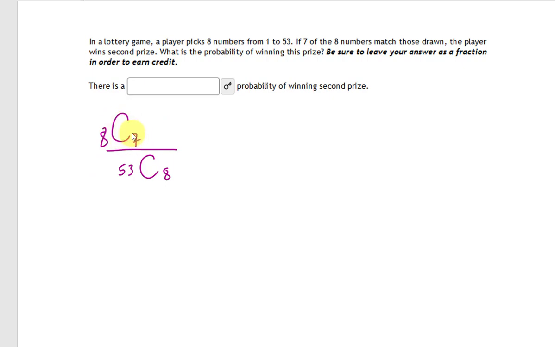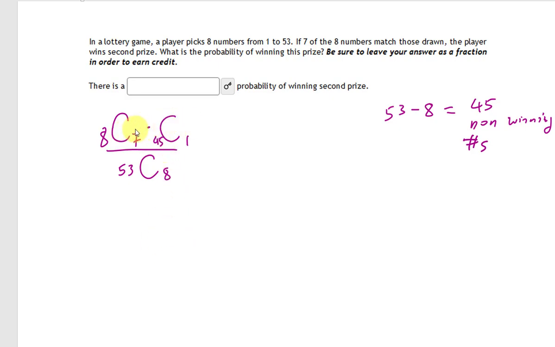And then the other 1 number, because this is 7 numbers only, must come from the other 53 minus 8. Remember, after we pick out 8 numbers, we have 45 left. So those 45 are the non-winning numbers. And now you just want to take the other remaining number from the 45.